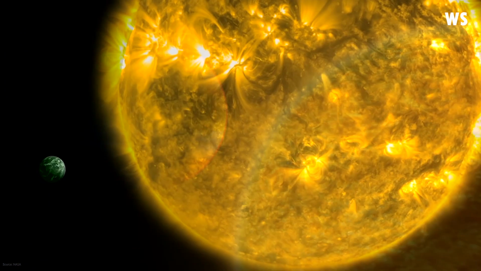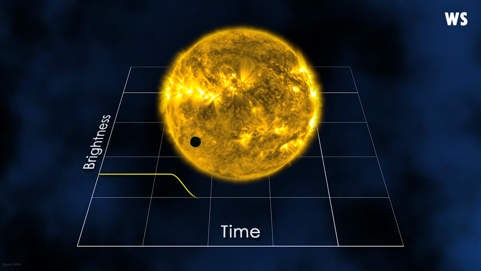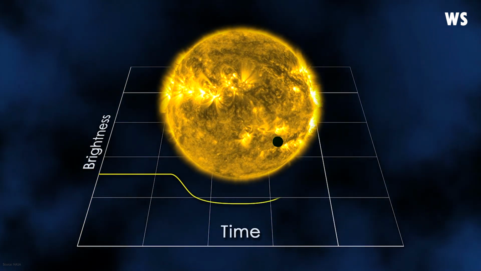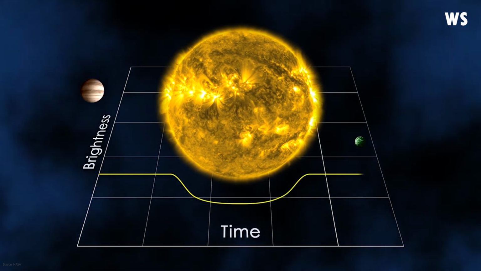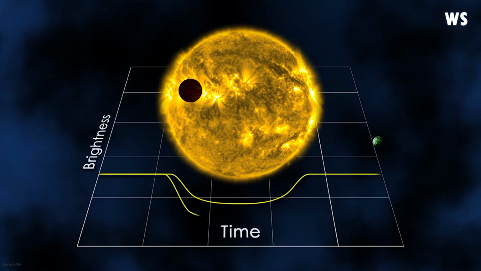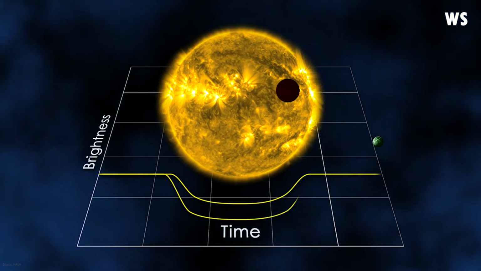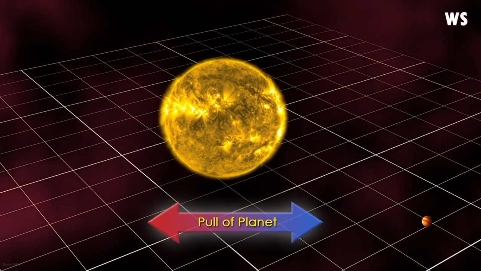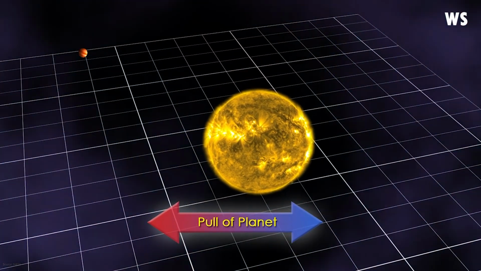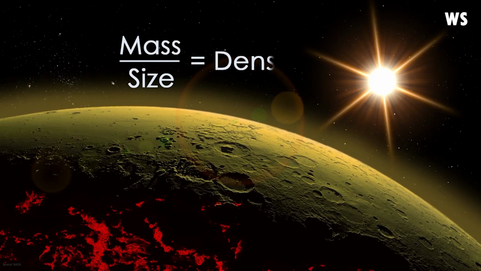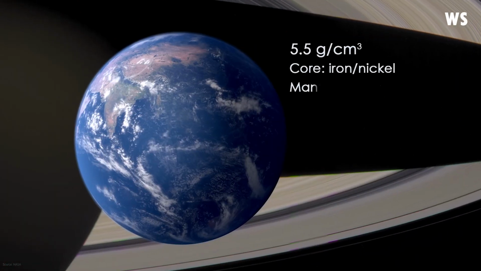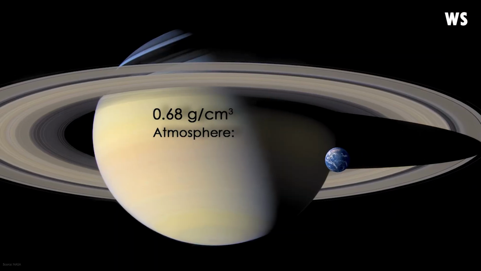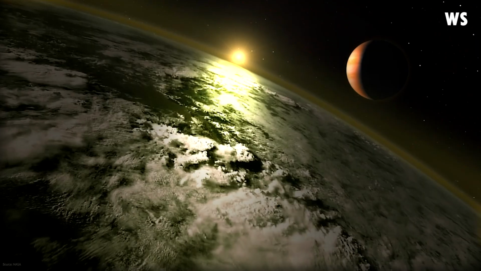For instance, when an exoplanet passes in front of its star, or transits, it blocks a fraction of the star's light and causes a dip in brightness. Large planets block more light, so the size of the dip can be used to determine the size of the planet. By observing an exoplanet's gravitational pull on its star, astronomers can also determine the planet's mass and thus calculate its density to see if it is composed of rock like Earth or gas like Saturn.